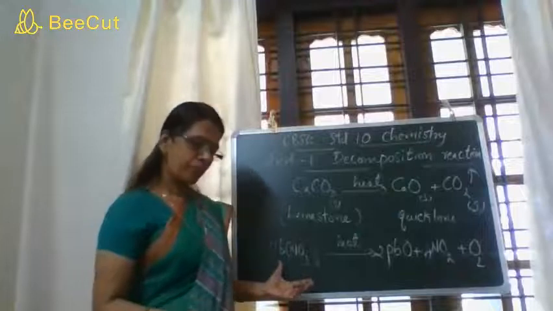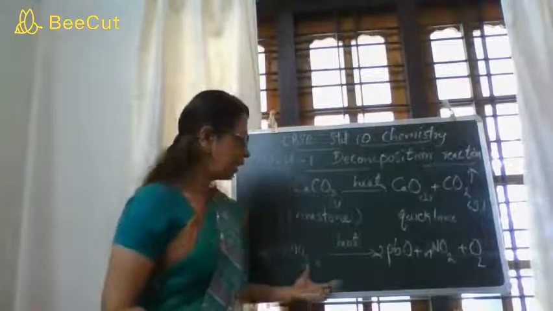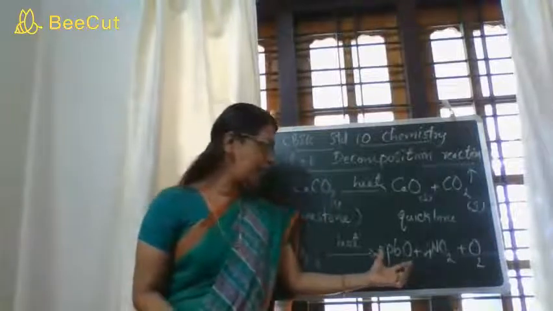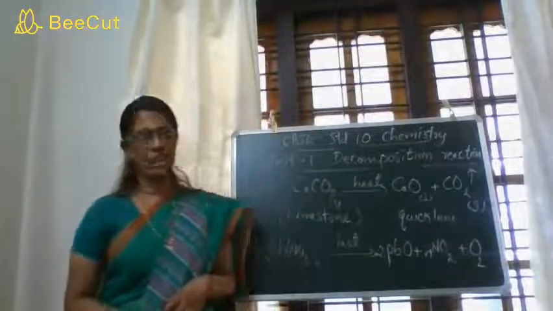And here, lead nitrate. When lead nitrate is heated, it is changed into lead oxide, nitrogen dioxide, and oxygen gas.